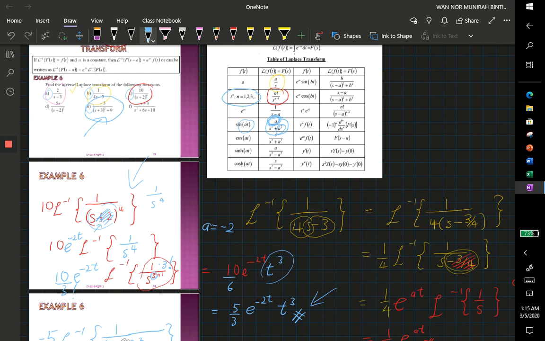After this, I want to discuss a more complicated function. Okay, not really complicated, but the other form of the first shift property in Laplace inverse.